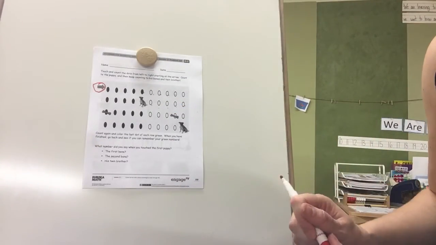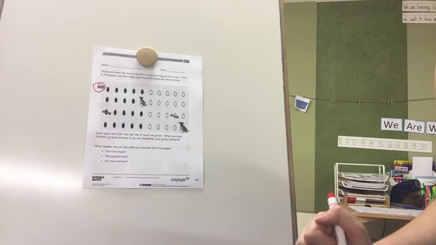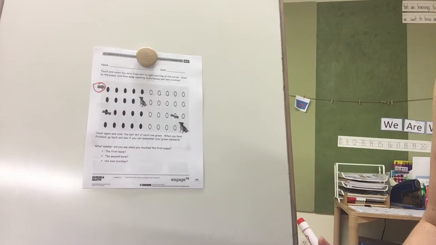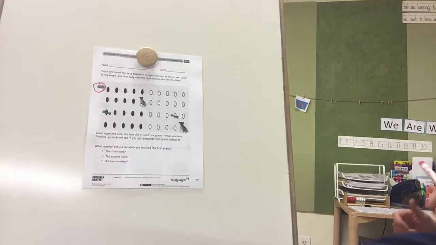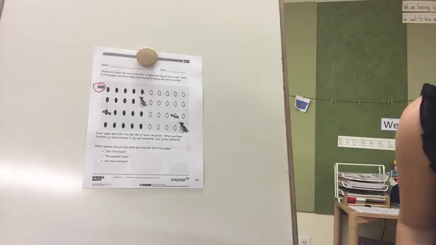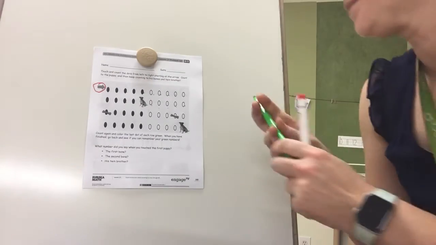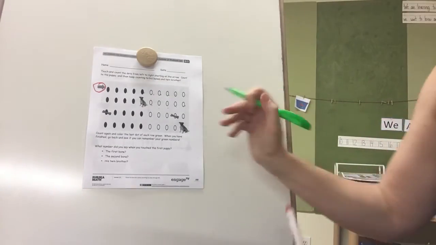Count again and color the last dot of each row green. So listen to the directions. Color the last dot in the row green. Okay, so let's try it again.